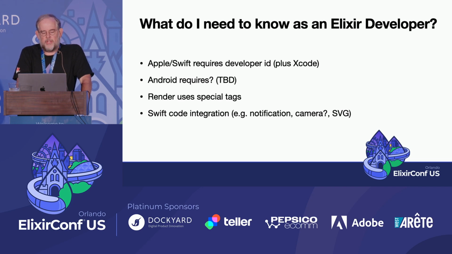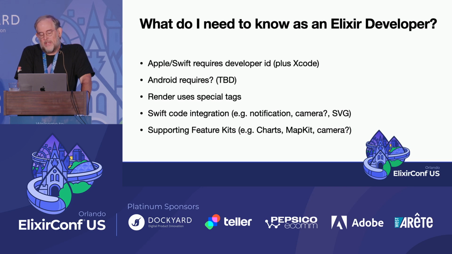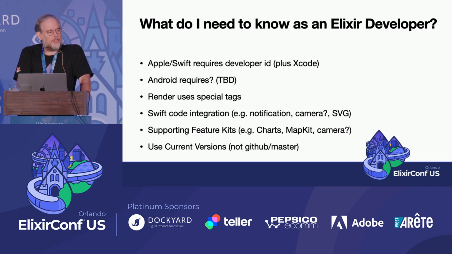For Swift code integration, for notifications, you're going to have to write Swift code. For the camera, you might have to. And for SVG, you might have to. For feature kits like charts and MapKit and maybe camera, then you're just going to include that just like the LiveView Native piece. And use the current versions. Do not use GitHub master. Carson writes too much code too fast, and you're going to be broken all the time.